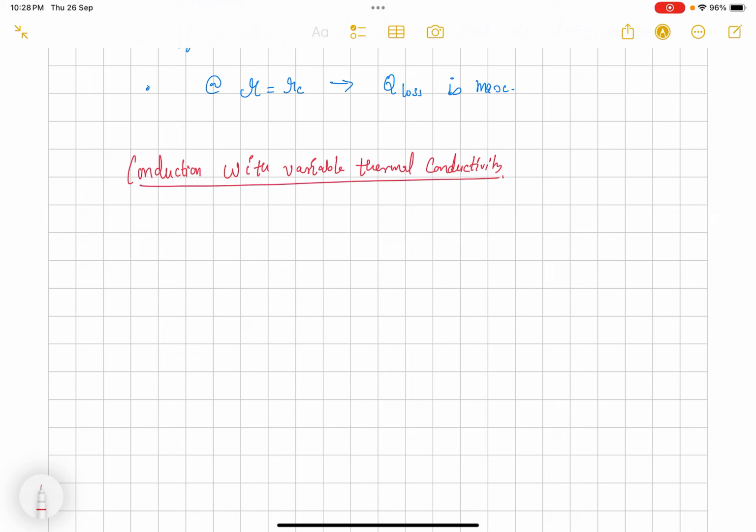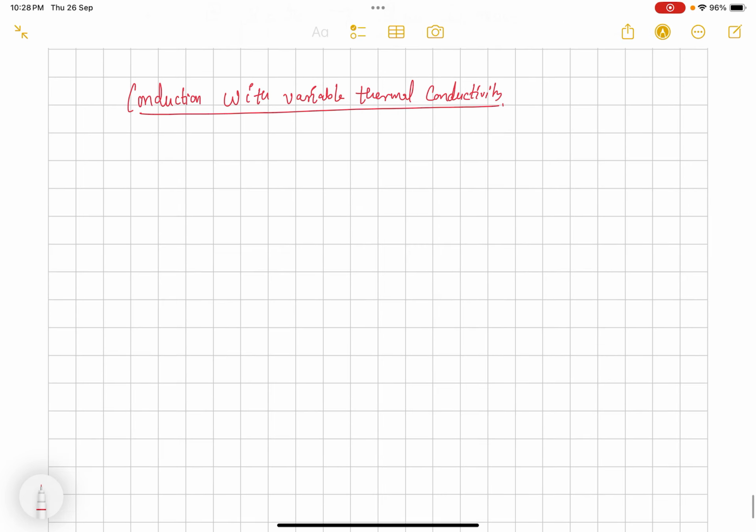Right. So in the previous sections, we assumed that the K value is constant. This assumption is good for smaller temperature variation. But when the temperature difference is large, then the K value varies significantly with temperature. Most of the engineering materials, as I mentioned previously also, are homogeneous and isotropic.